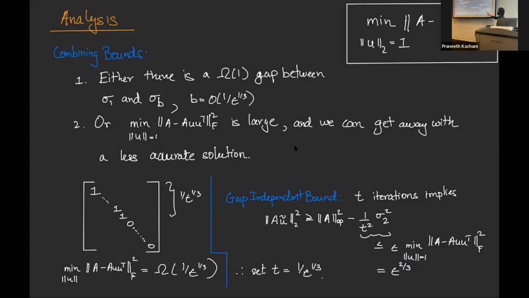So there's a bit of algebra going on here, but what is important is that, intuitively, the optimal value in this case is large, so you can get away with a less accurate solution to get the right relative error guarantee that you want. Okay, let me pause for questions.